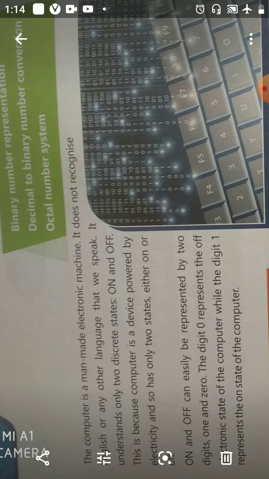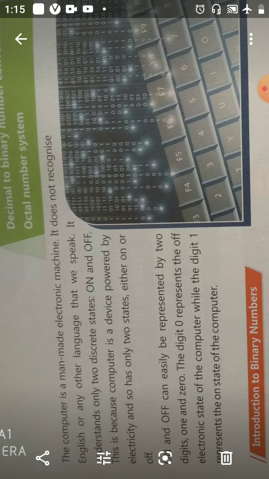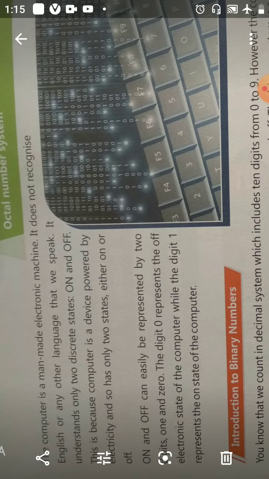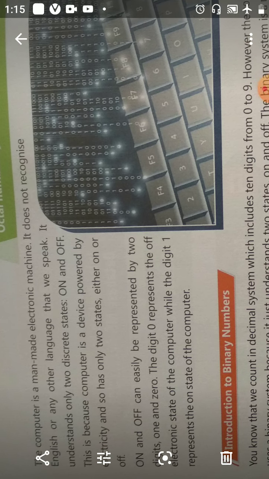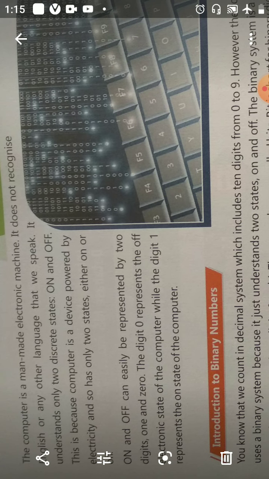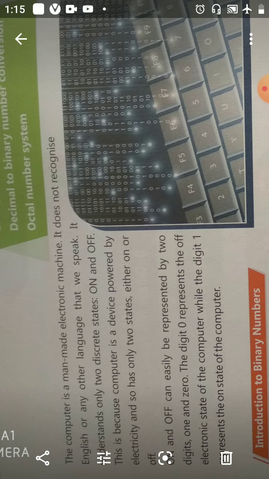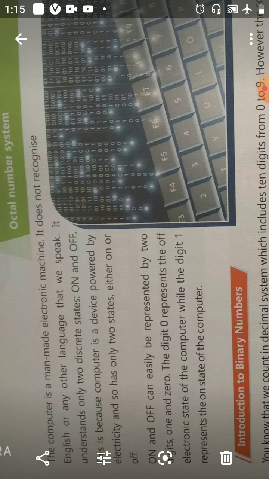This is because computer is a device powered by electricity and so has only two states, either on or off. Okay, as it is an electronic device, it needs electricity. The main states are on and off, like your switch buttons. On and off can easily be represented by two digits, 1 and 0. So to represent these on and off situations in computer, we use digits. Digit 0 represents the off state, and digit 1 represents the on state.